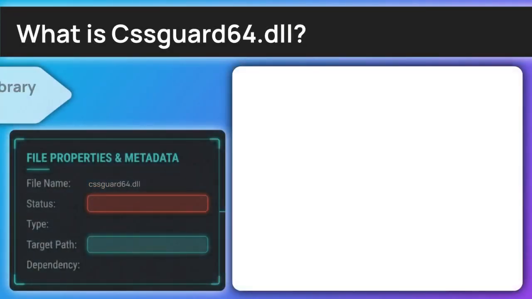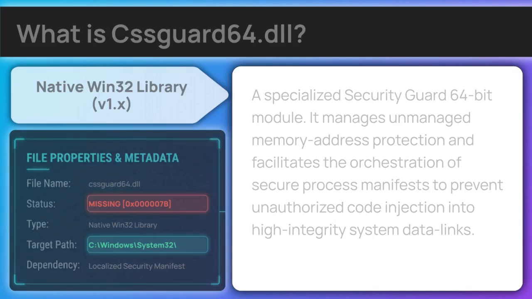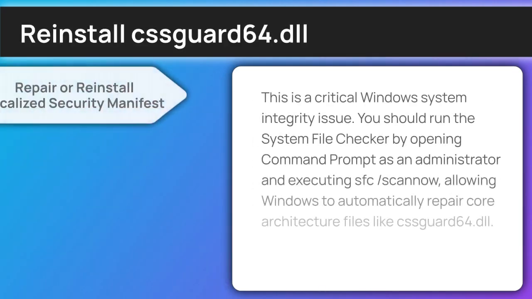This is the cssguard64, a specialized security guard 64-bit module. It manages unmanaged memory address protection and facilitates the orchestration of secure process manifests to prevent unauthorized code injection into high-integrity system data links. Now that you know how the file works, let's focus on the how and fix the issue. This is a critical Windows system integrity issue.